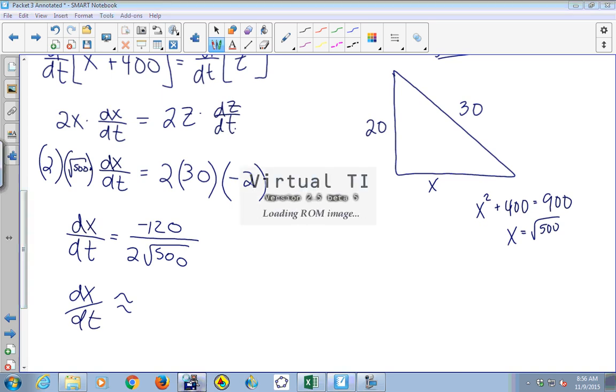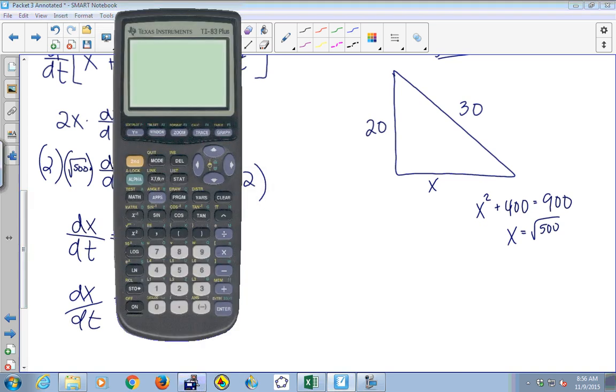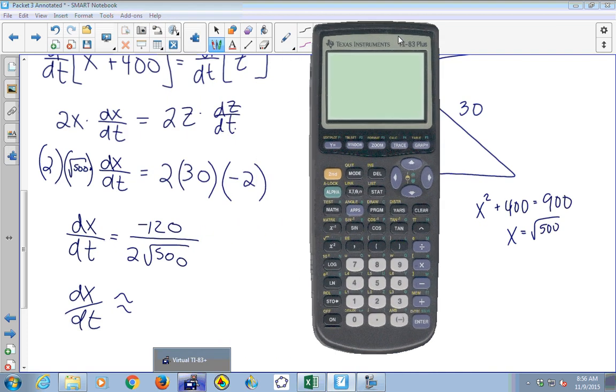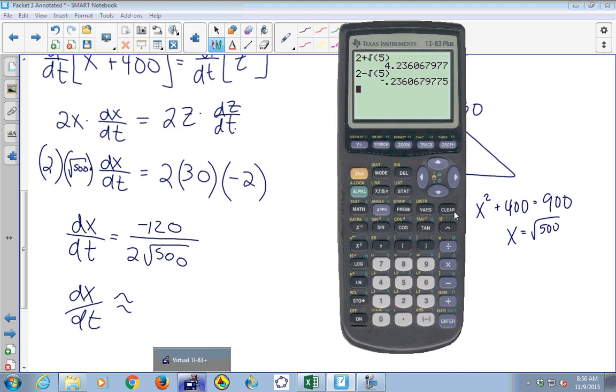So let's get an approximation for that. Because this is a real life example, it makes more sense to give an approximate speed at which the boat is moving than to answer with a radical. -120 divided by 2 square roots of 500. And I get -2.68.